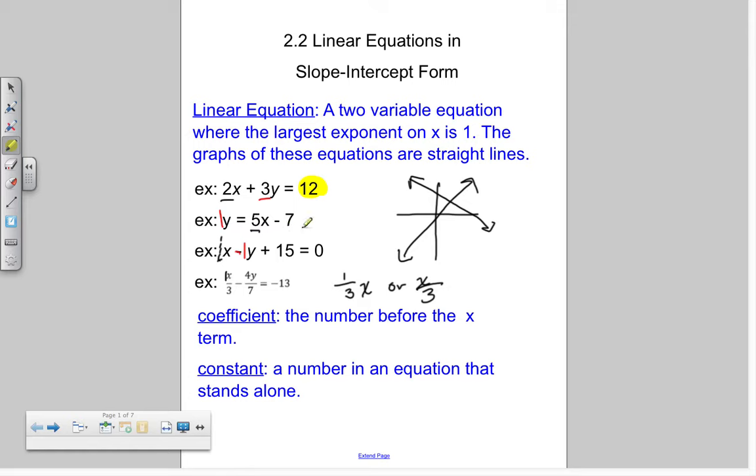What's my constant in this one? Negative 7. I have two constants in this equation. I've got a 0, and I've also got positive 15. The only constant in this one, negative 13. Okay? So that's just when I start talking about constants and coefficients, I want you to know what I'm talking about. So that's just a little bit of labeling information.